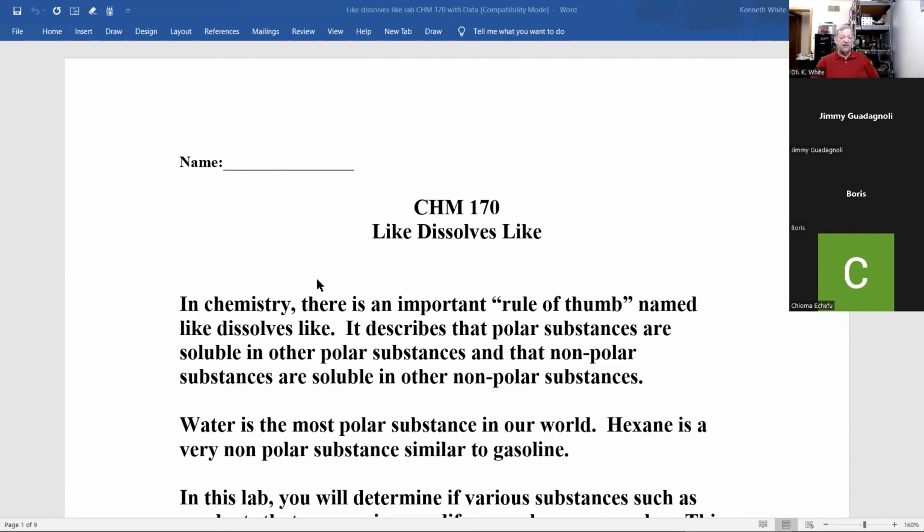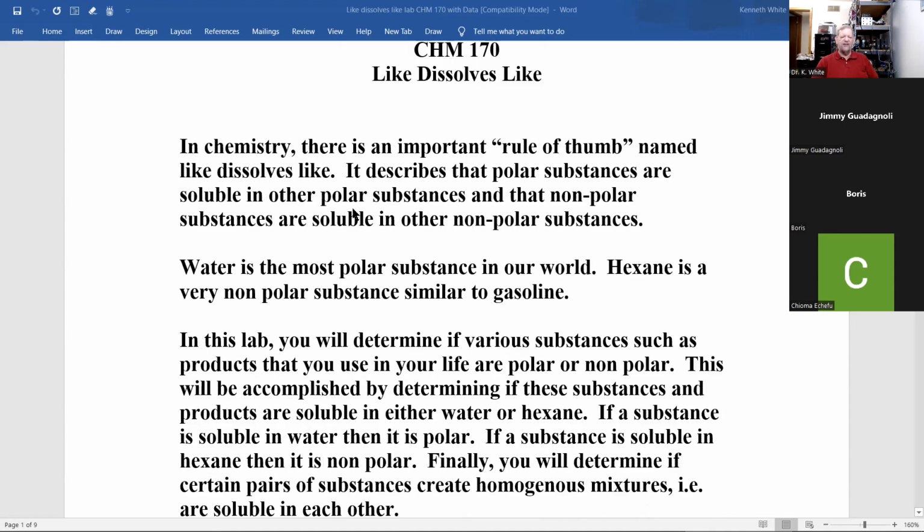And this lab deals with like dissolves like. Like dissolves like describes that polar substances are soluble in other polar substances, like dissolves like. And nonpolar substances are soluble in nonpolar substances. And when you mix polar and nonpolar together, they're not soluble.